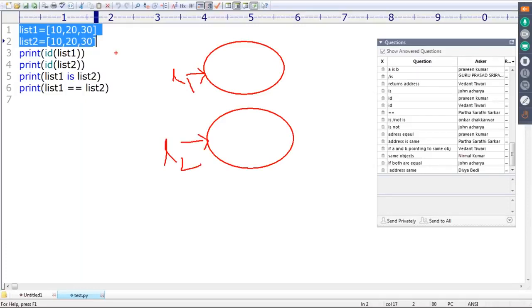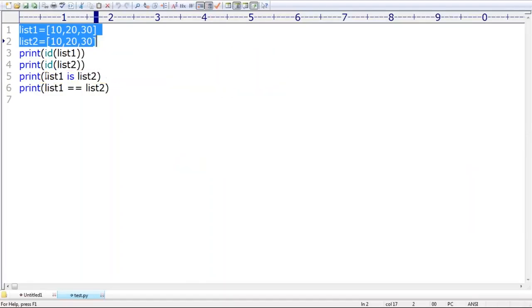Now I'm printing the ID of list1. What is the meaning of ID? We use ID to find the address of an object. Here also ID means address. The address of list1 and the address of list2 are always different because these are different objects. Once these are different objects, the is operator is always going to return false. Remember that, because both are not pointing to the same object.